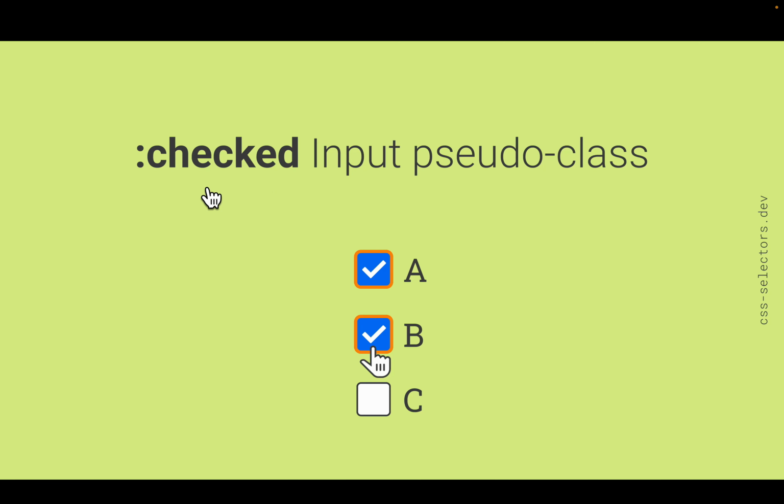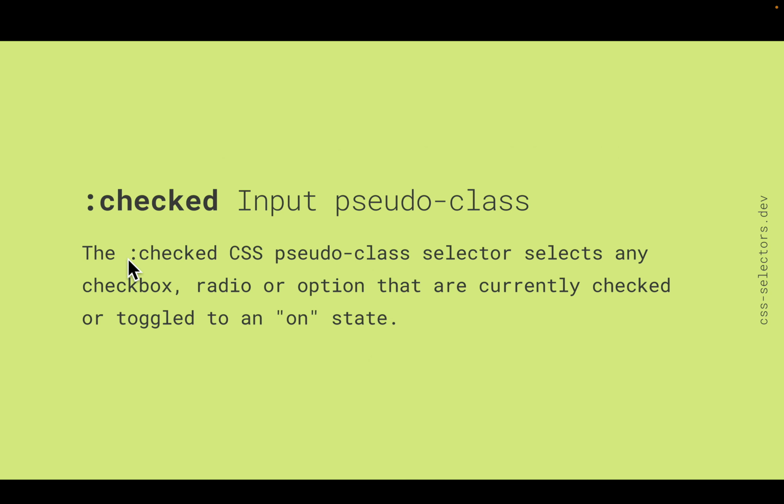Let's learn about the checked pseudo-class today. Let's start with the definition. The checked pseudo-class selector selects any checkbox, radio, or option that are currently checked or toggled to an on state.